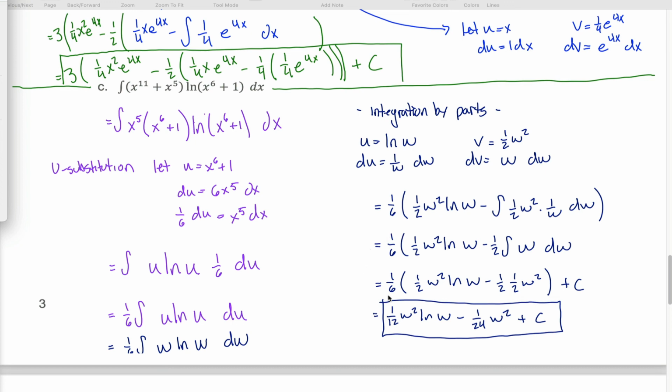So here I am realizing that this is not my final answer, right? Because the original question didn't have w's in it. W is something that I introduced really to take the place of this u, which came from this u substitution. So really in this final answer, each of these w's should be changed into x to the 6th power plus 1, which gives me this answer in red as the final answer, not this answer in dark blue.